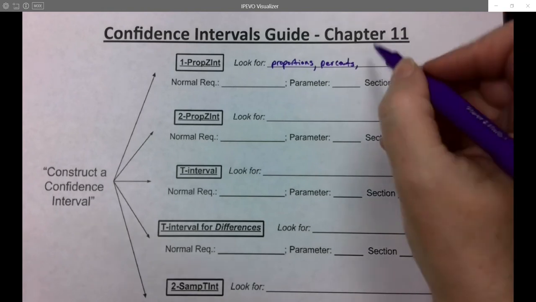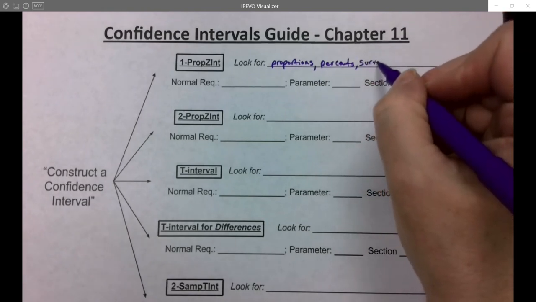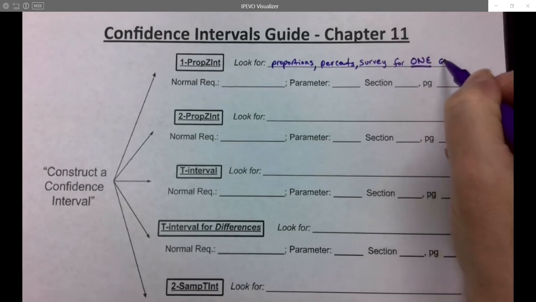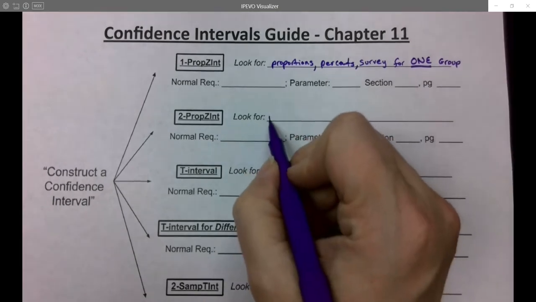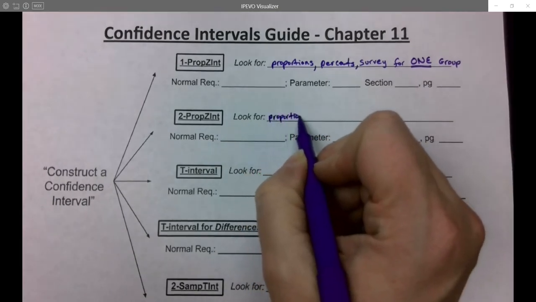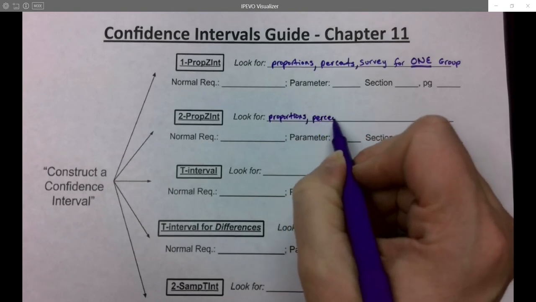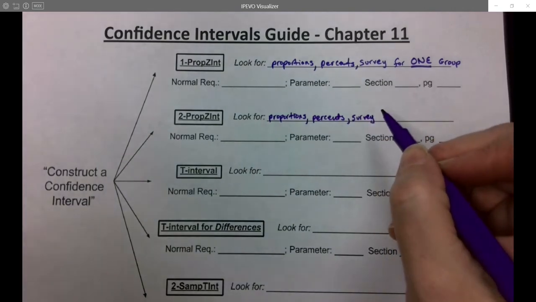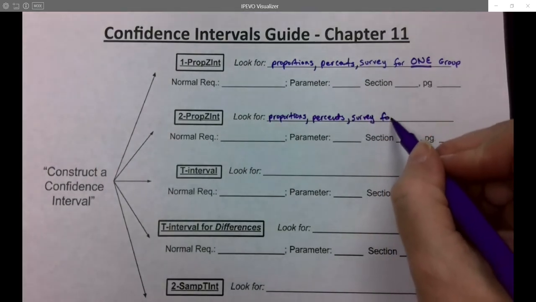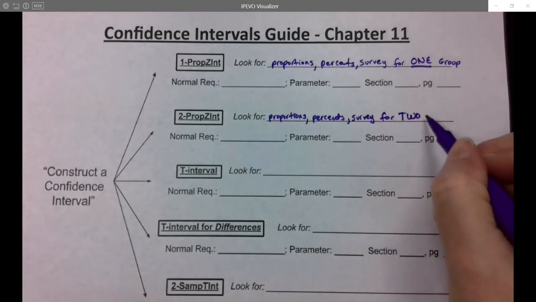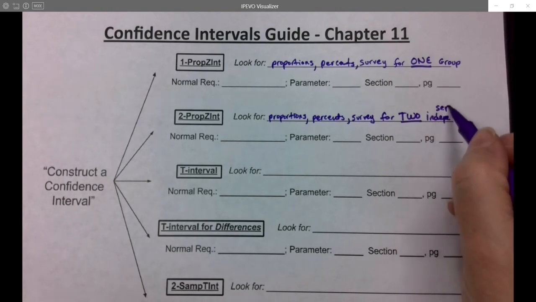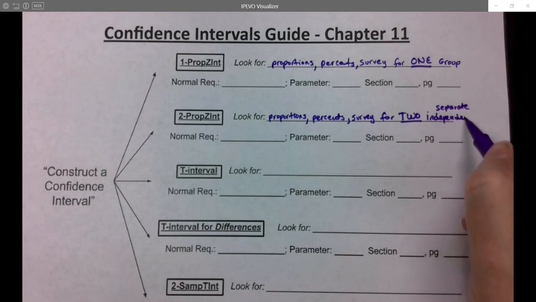So if you see a percent roaming around the problem, a survey, but this is going to be for one group. And down here, it would be proportions, percents, surveys, but for two separate independent groups.